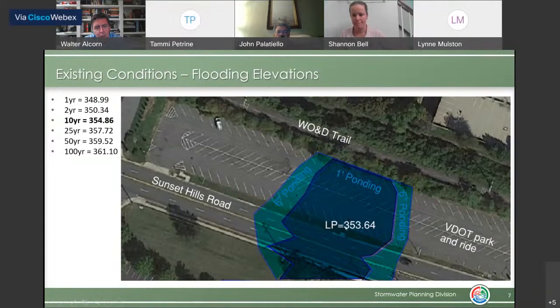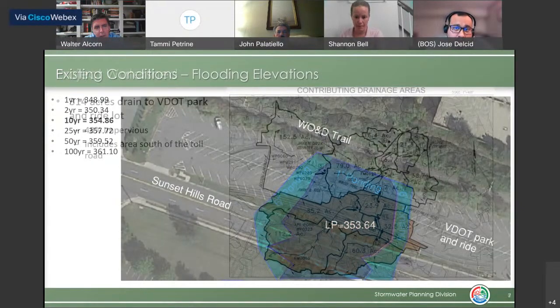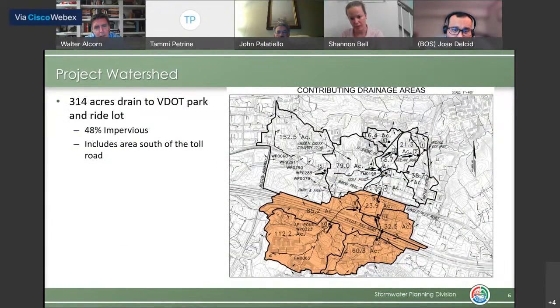What's the low point of the entire catchment basin? The area, the orange, right here. Yes. So I don't know what the low point of this pond is. It wasn't included in our survey. Our survey consisted of the W&OD trail, the VDOT park and ride, and then the downstream Sunset Hills, sorry, the Hidden Creek golf course.